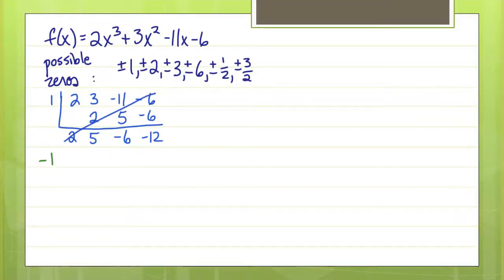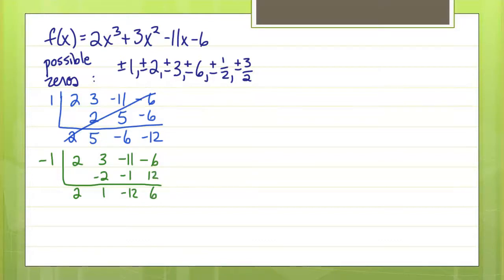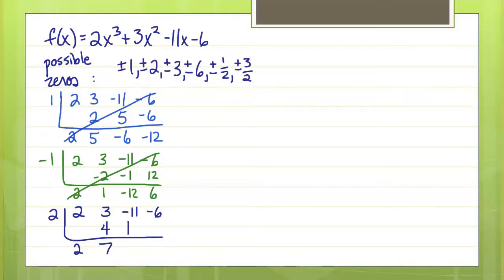Let's move on to -1. 2, 3, -11, -6. 2, negative 2, 1, negative 1, negative 12, 12, nope. Next, let's try 2. 2, 3, negative 11, negative 6, 2, 4, 7, 14, 3, 6, which means 0, so that means this is one of our zeros.